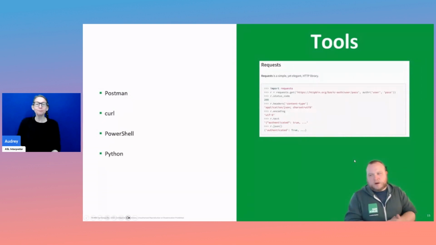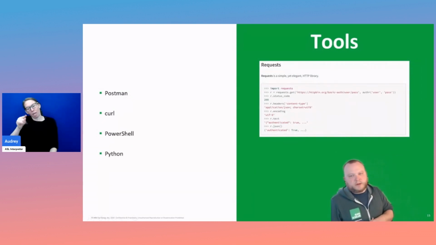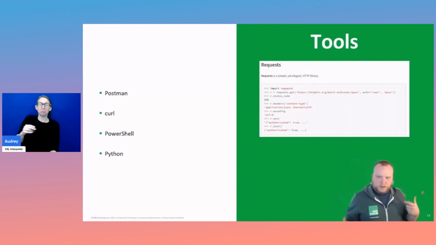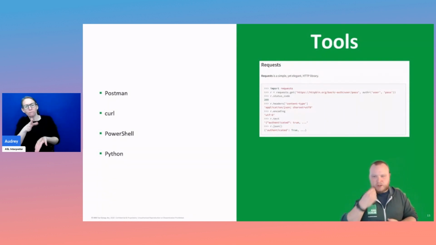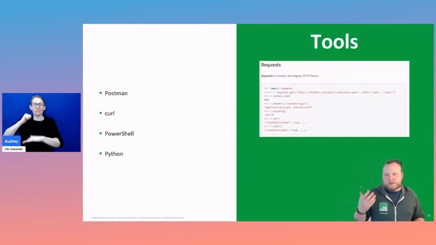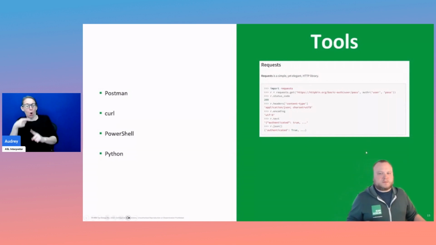My examples today are in Python, using the requests library. I find Python to be a lot cleaner and more straightforward to use, and more reliable when you have mixed environments. Python is going to behave the same, whether it's in a Windows environment or a Linux environment.